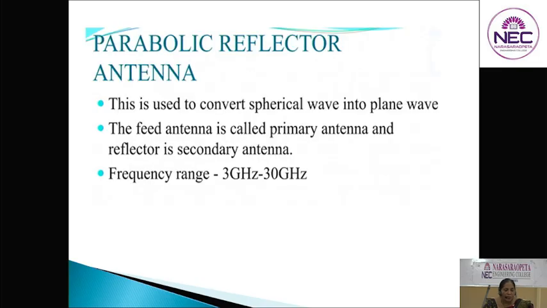Next one is the parabolic reflector antenna. This is used to convert spherical wave into plane wave. The feed antenna is called primary antenna and the reflector is the secondary antenna. Frequency range is 3 GHz to 30 GHz.